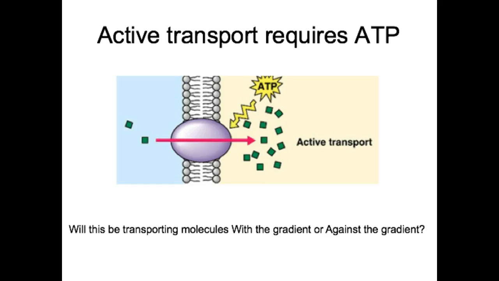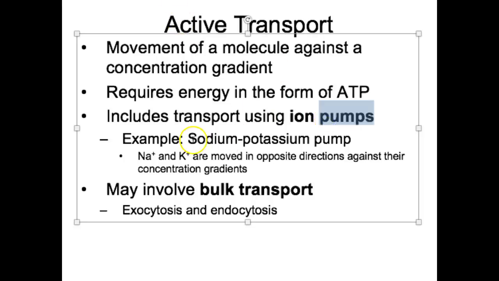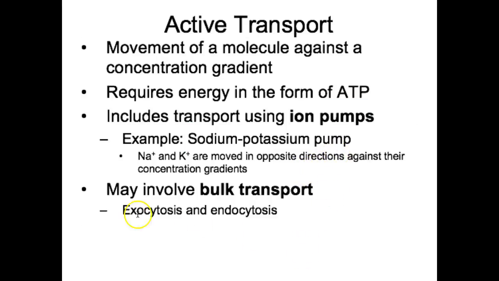So again, active transport requires ATP. Again, check your understanding. Will this be transporting molecules with the gradient or against the gradient? Give you a few seconds on that. Against the gradient. So, ion pumps. If it says pump, it is active transport. Sodium-potassium pump being our prime example of an ion pump. Endocytosis and exocytosis are both active processes as well.